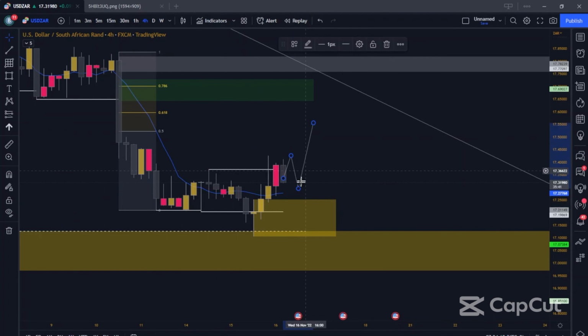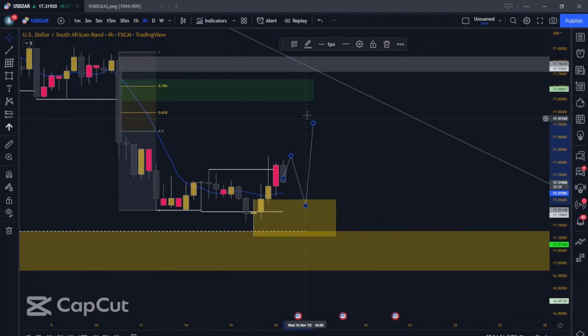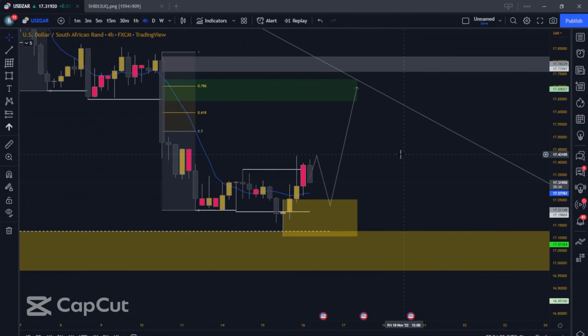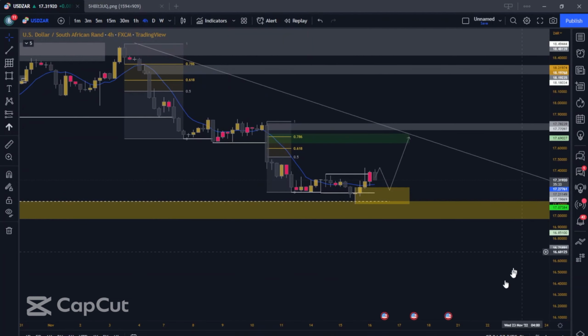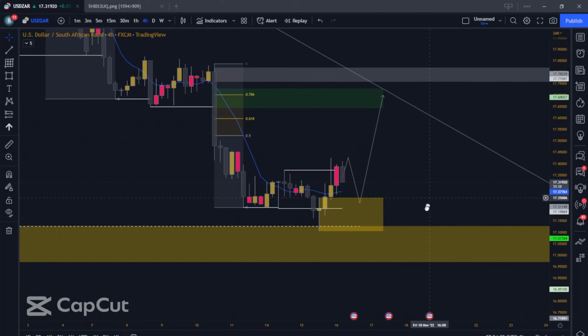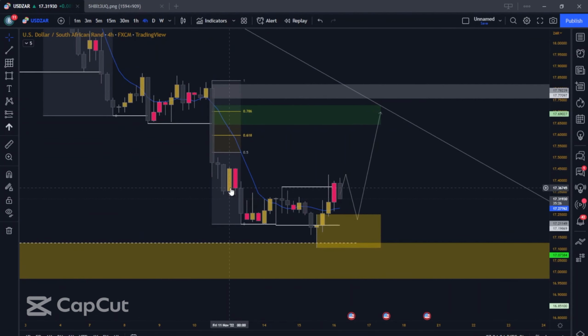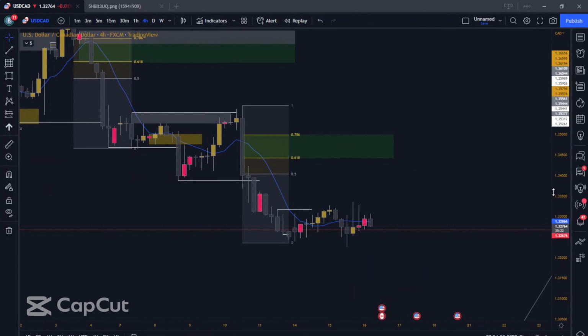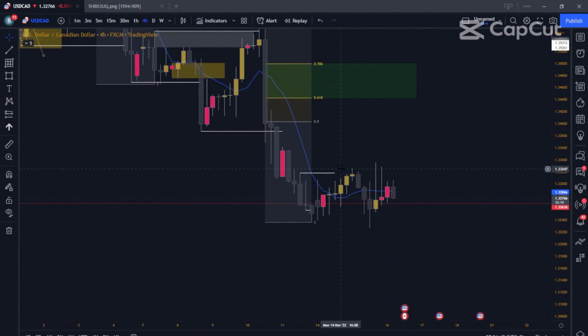Yeah, there we go. So I'll trade longs from this demand down here into our golden zone. Yeah, it's exactly what I would look for. Beautiful setup. USD CAD, I think it's going to eat it. It's just taking liquidity.